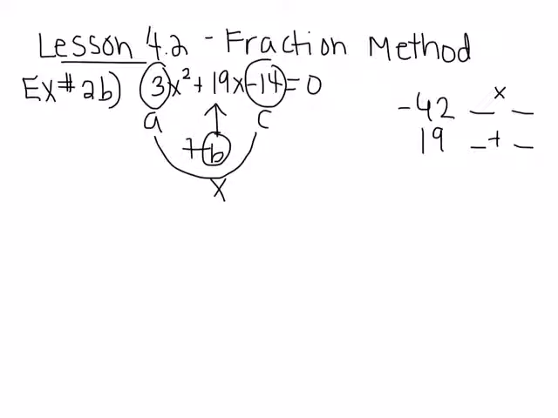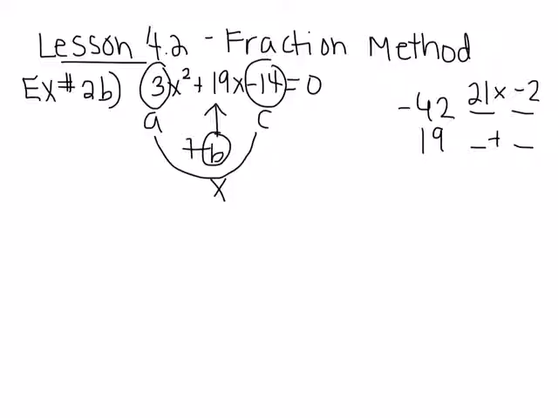So in my case, if I think of two numbers that multiply to negative 42 and add up to positive 19, they would be 21 and negative 2. If I add those together, I'll also get 19, so those are the two numbers that work.